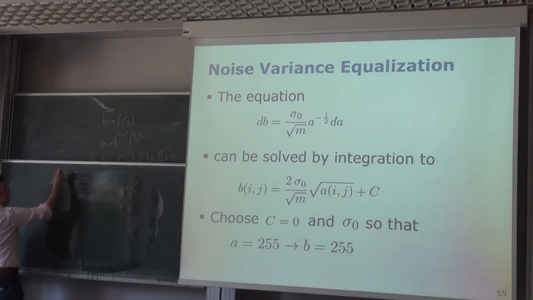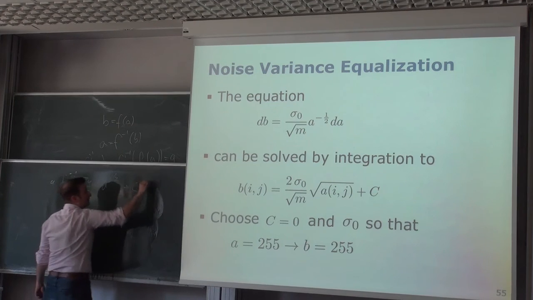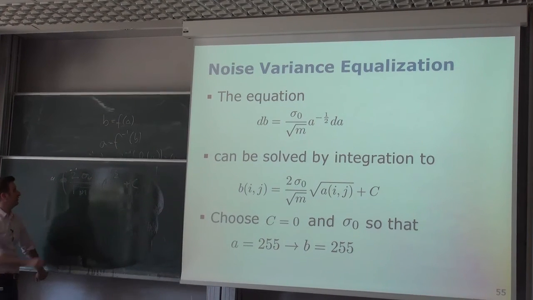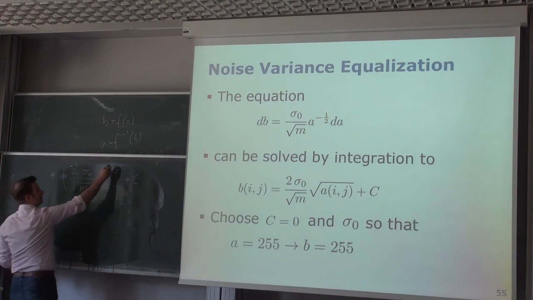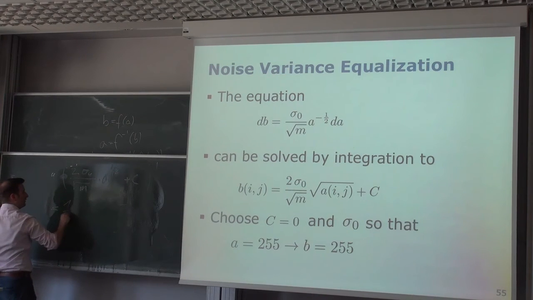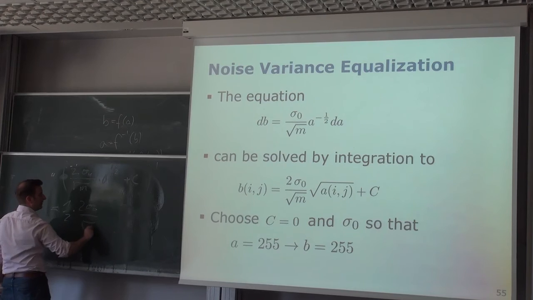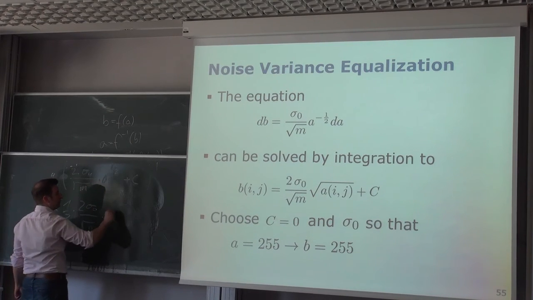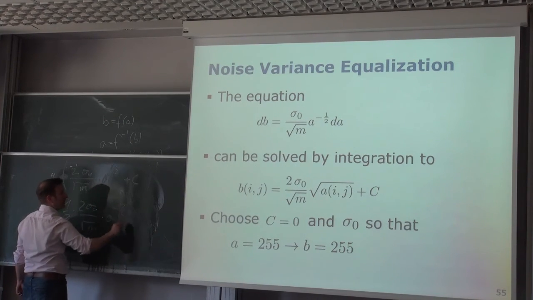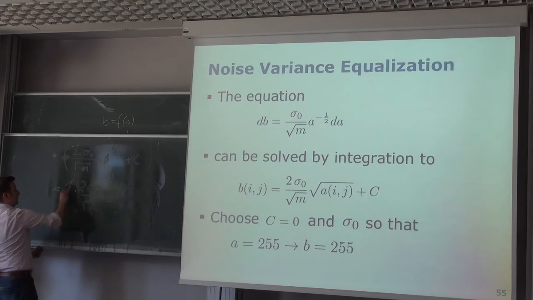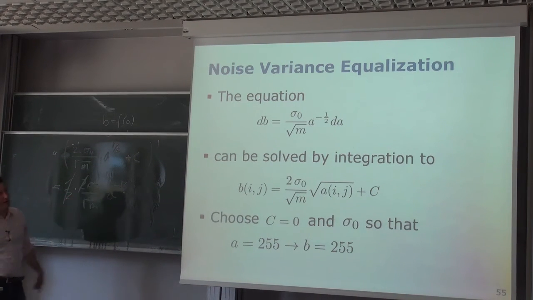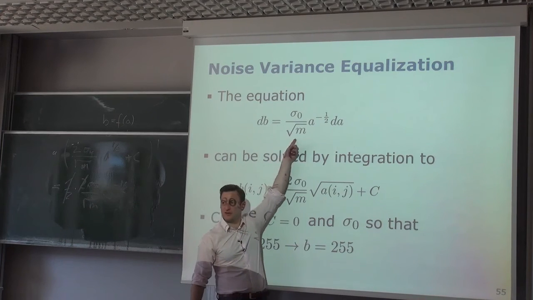And what I now want to do is compute the first derivative of this function. I have to take 0.5 times 2 sigma 0 by square root of m, and reduce the exponent by 1, giving a to the power of minus 0.5. So the factors cancel, and this is exactly the original function that I have in here.